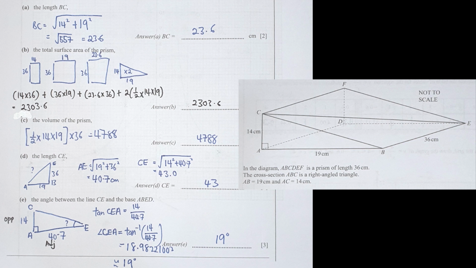For you to calculate the total surface area of the prism, I break it down into the following shapes: 1 rectangle, 2 squares and 2 right angle triangles. So I labeled down their respective information and measurements. Your final result after the calculation will be 2303.6.